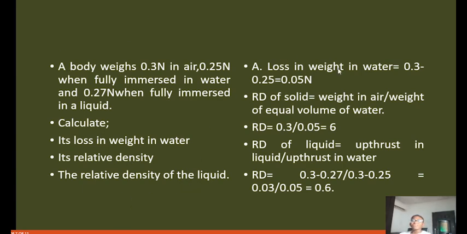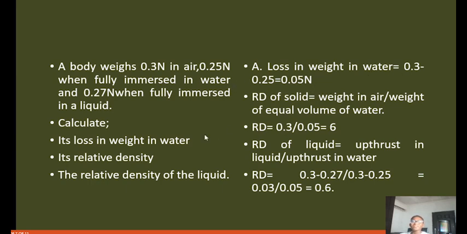So loss in weight in water is equal to what? What was the difference? Initially in air, it was 0.3 Newton. That's the normal weight of that body. When we put it inside water, it became 0.25. So the loss in weight in water was 0.05 Newton.